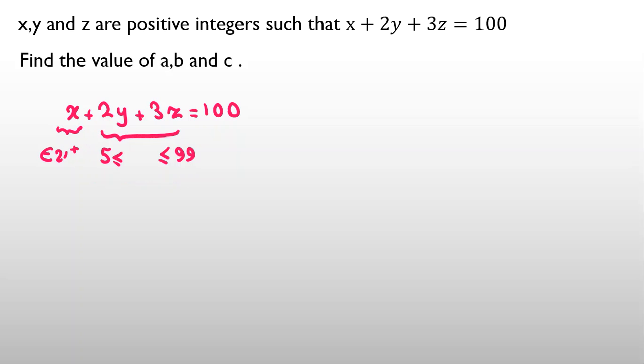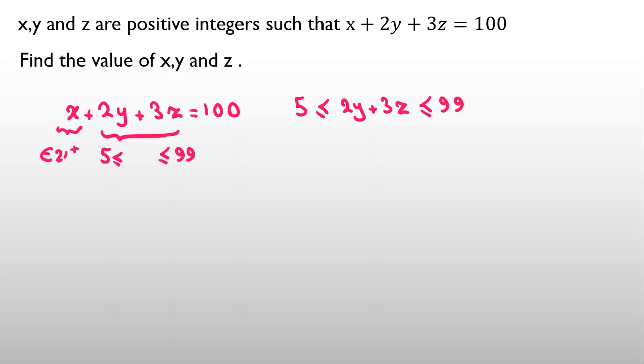Now, we can say 2y plus 3z. And let me correct this part: x, y, and z instead of a, b, c. Okay, I've corrected this. x, y, z. So 2y plus 3z is less than or equal to 99 and greater than or equal to 5. So I want to count all of these cases.